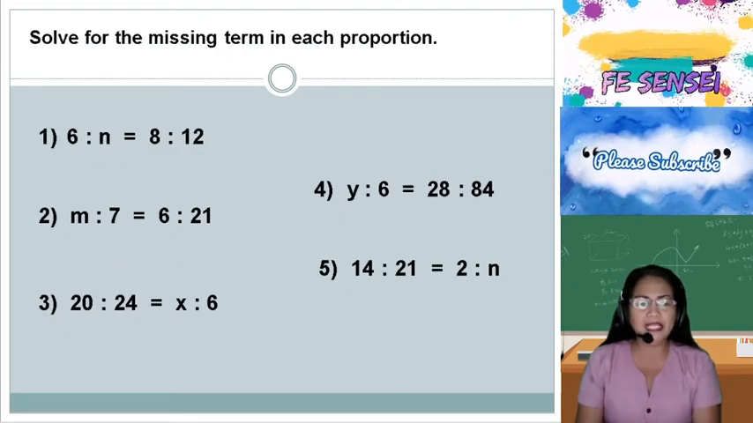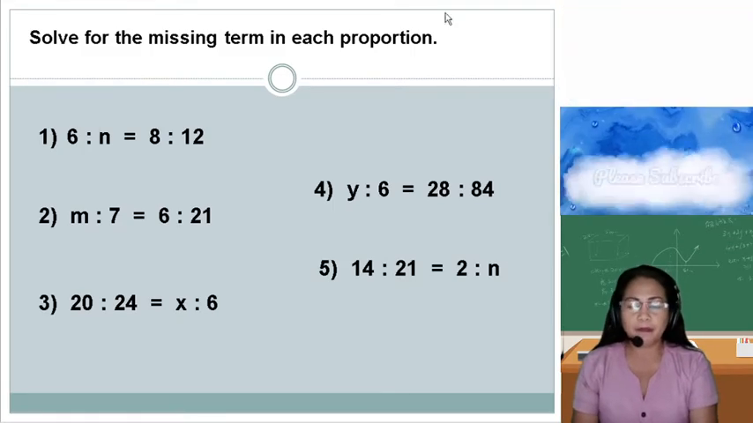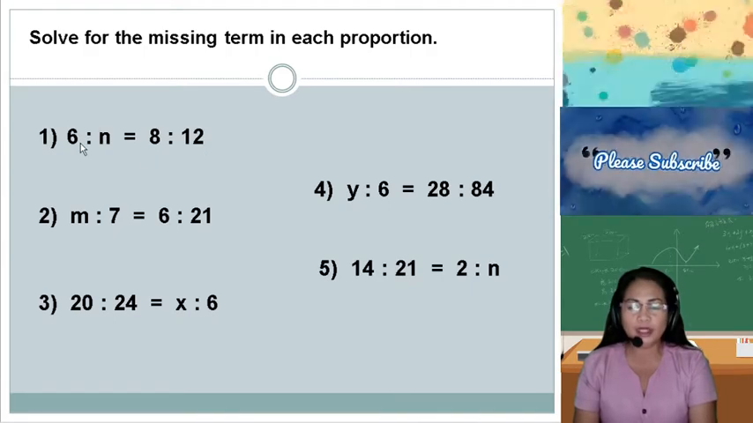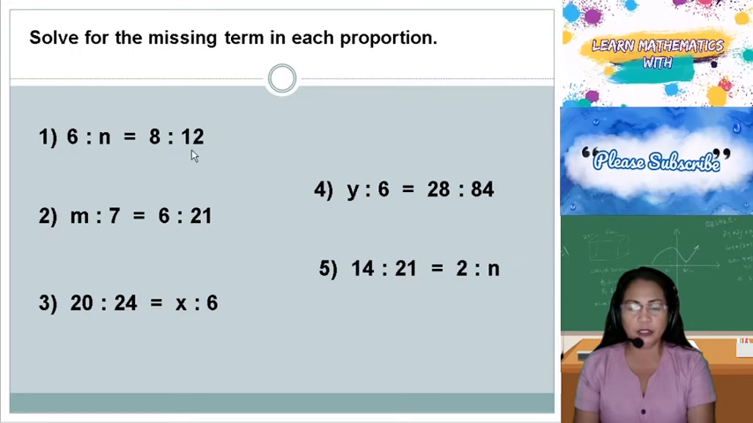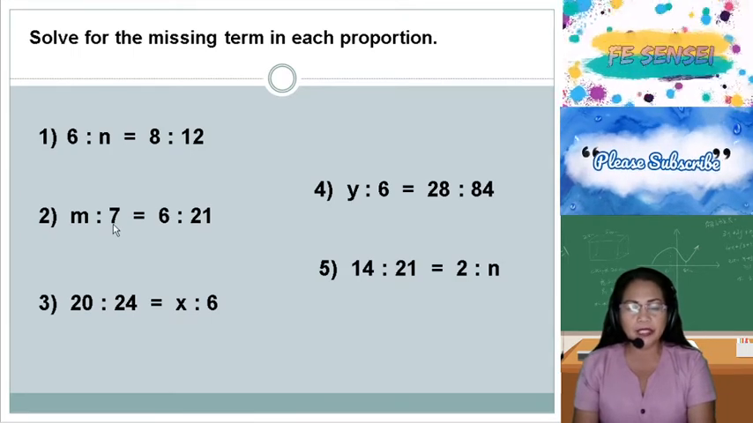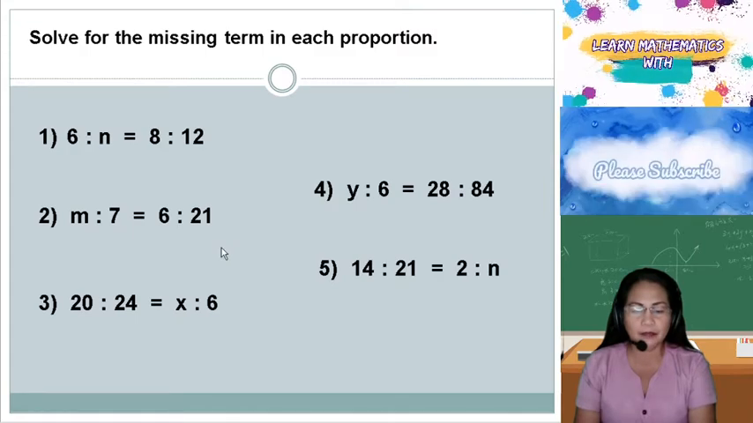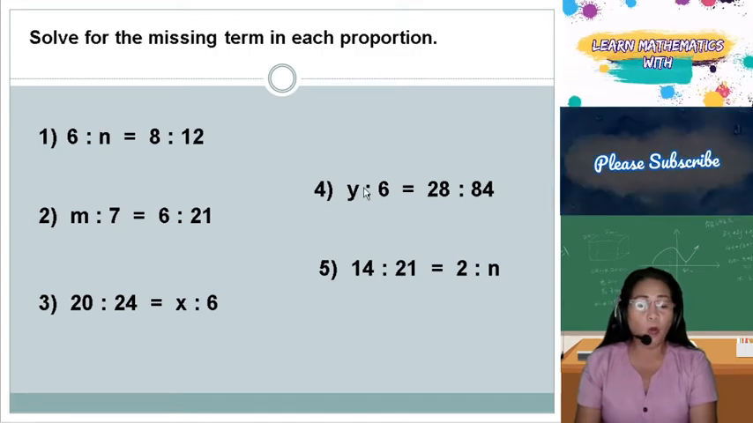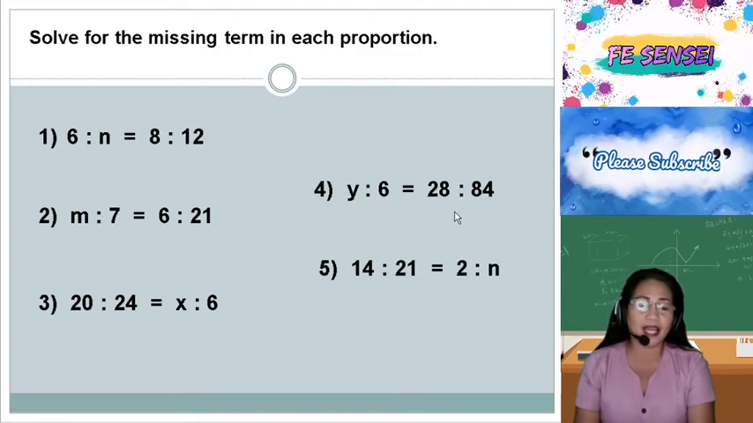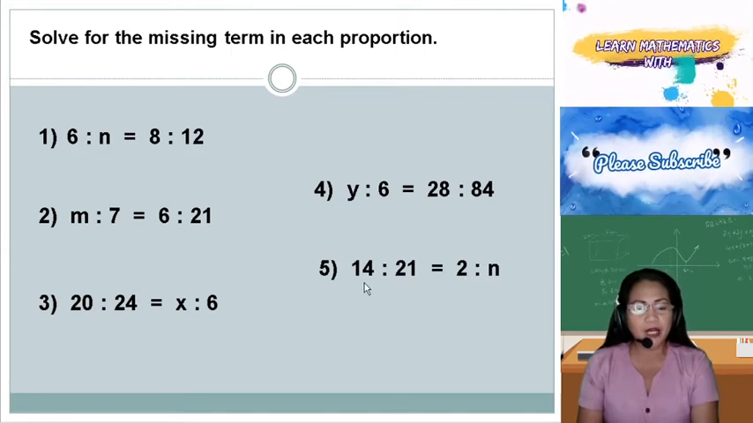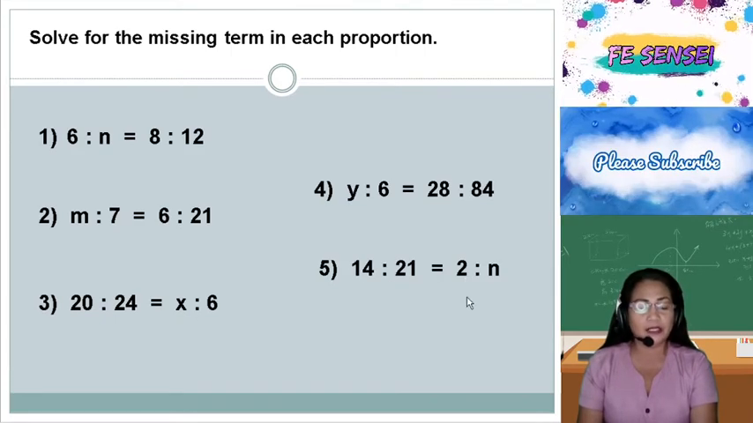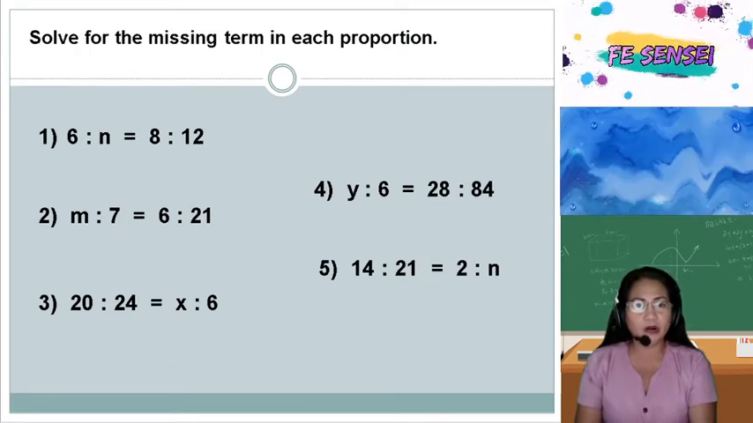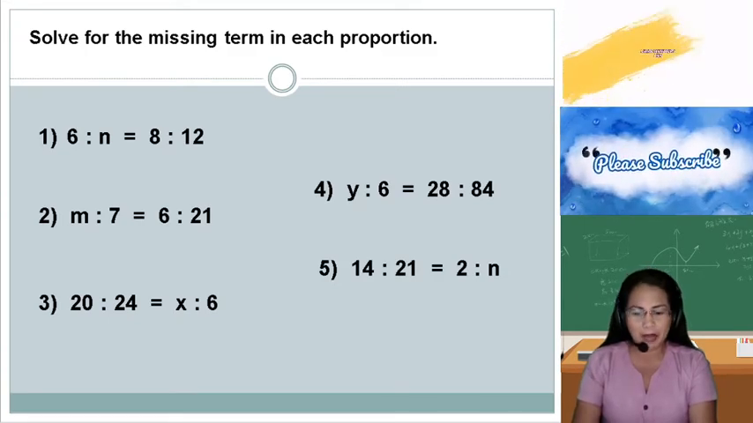Okay, solve for the missing term in each proportion. So, 6 is to n equals 8 is to 12. Or 6 over n equals 8 over 12. m is to 7 equals 6 is to 12. 20 is to 24 equals x is to 6. y is to 6 equals 28 is to 84. And number 5, 14 is to 21 equals 2 is to n. You can use both the long method, or the cross multiplication, and the shortcut method.